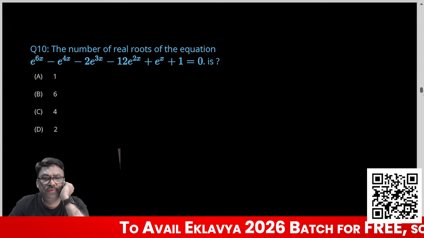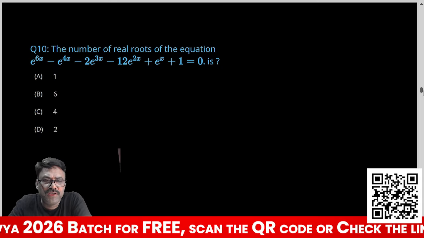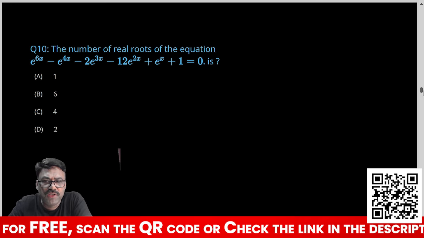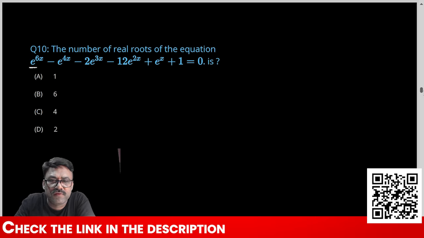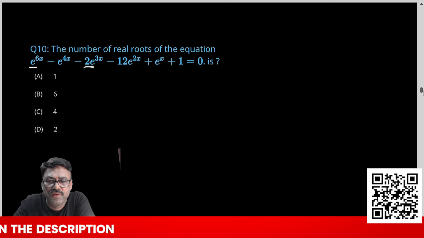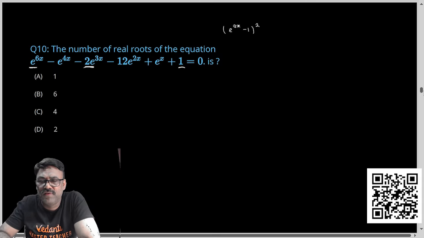So what I can do here is try to simplify it first. I can see I have e raised to 6x here, then I have 2 times e raised to 3x here. Just see these terms: e raised to 6x, 2 e raised to 3x, and 1. Using these three terms, I can write it as (e raised to 3x minus 1) whole square, since (e^(3x) - 1)^2 = e^(6x) - 2e^(3x) + 1.